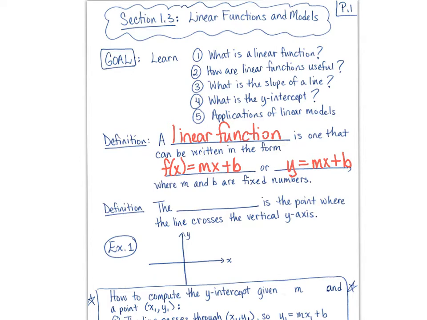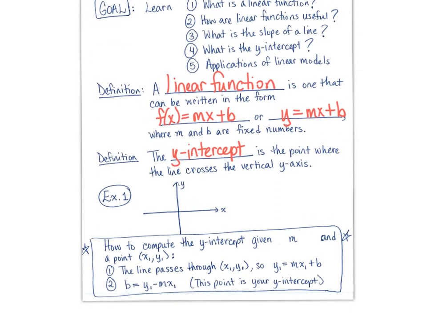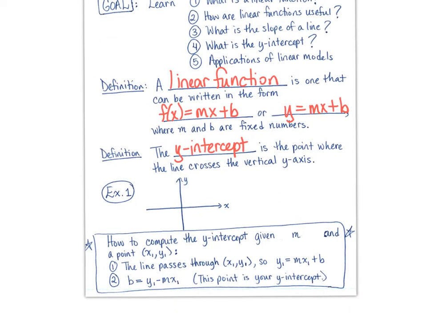Another definition, the y-intercept is the point where the line crosses the vertical y-axis. So here you have your coordinate plane. If I draw this line like so, this point here is your y-intercept. It's where the graph or the line crosses the y-axis.